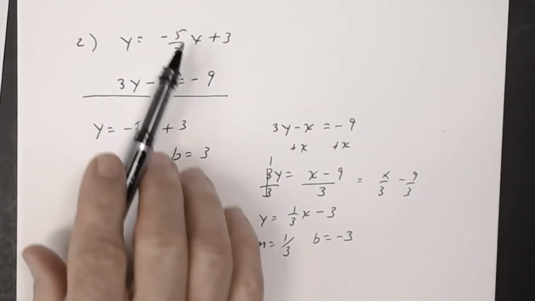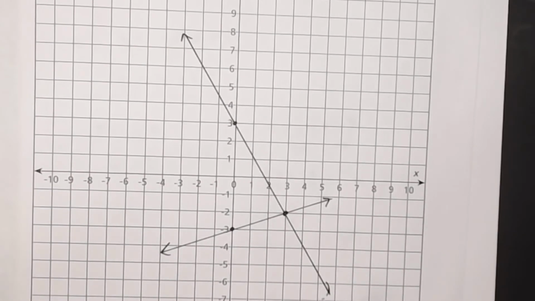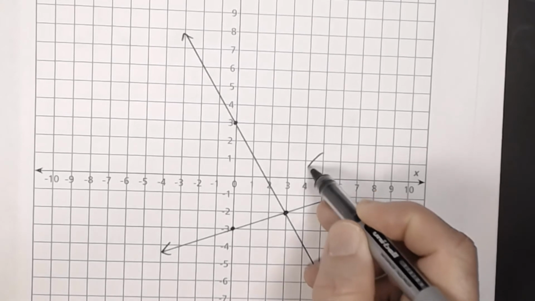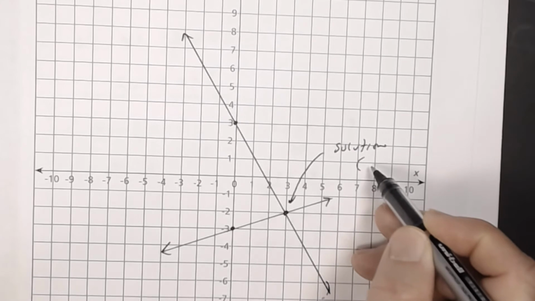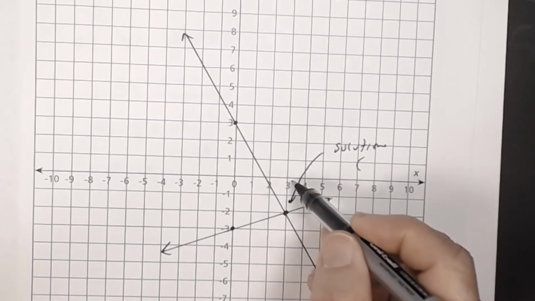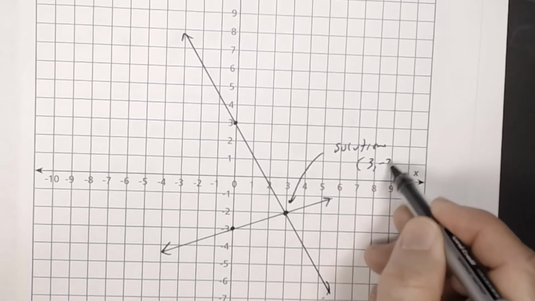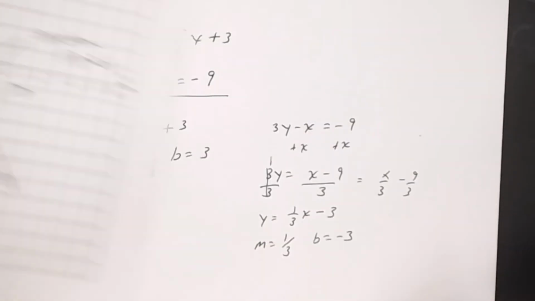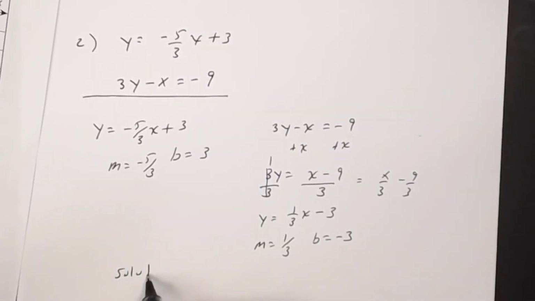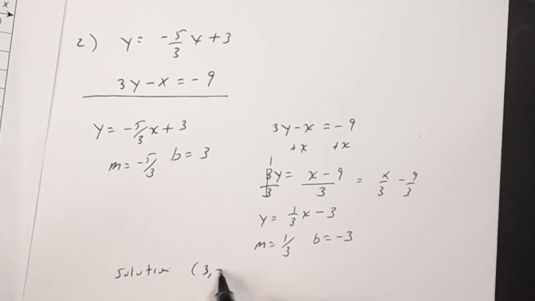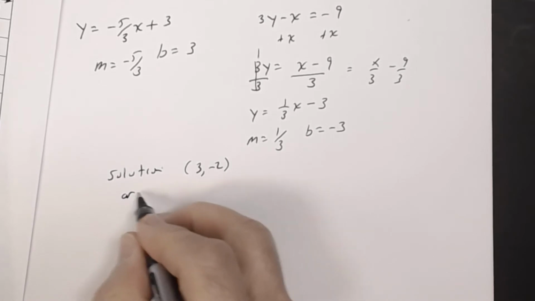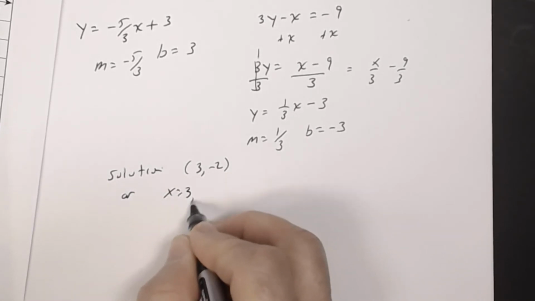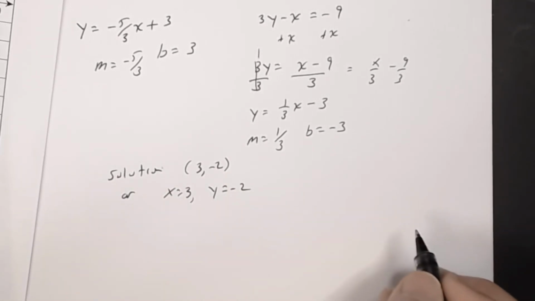So the solution to the system is the point that satisfies both equations at the same time, and that's the point of intersection. So this right here is your solution. And the solution as an ordered pair is 3, -2. That's your solution. Remember there are two ways to write it. You can say 3, negative 2 as an ordered pair. Remember, x goes first, y goes second. Or you can say x equals 3, comma, y equals negative 2.